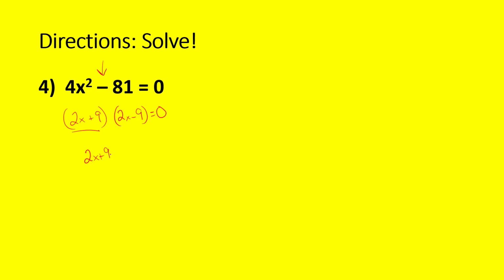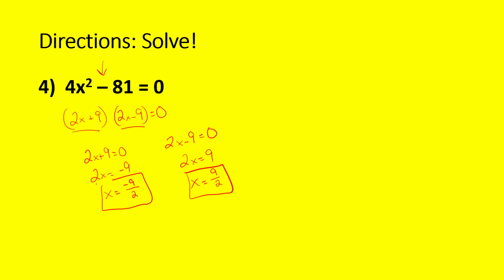2x plus 9 equals 0. Subtract 9, so 2x is equal to negative 9. Divide by 2, so x is equal to negative 9 over 2. That's one product. Now let's take the other product and set it equal to 0. 2x minus 9 equals 0. Add 9 to both sides, so 2x is equal to 9. Divide by 2, so x is equal to 9 over 2. And we've created two solutions, negative 9 over 2 and 9 over 2.